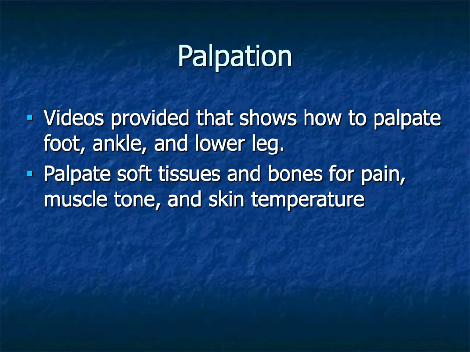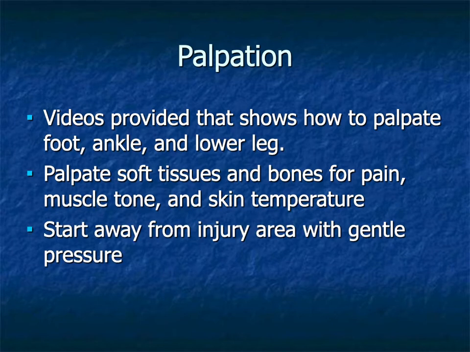Muscle tone, because the muscle feels different when it has swelling and when there is no swelling, and skin temperature. And we also should do bilateral palpation. Again, we start with the uninjured side and we want to compare it to the injured side. We want to start away from the injured area and with gentle pressure, then work our way towards the area of injury or pain. And again, start with gentle pressure.